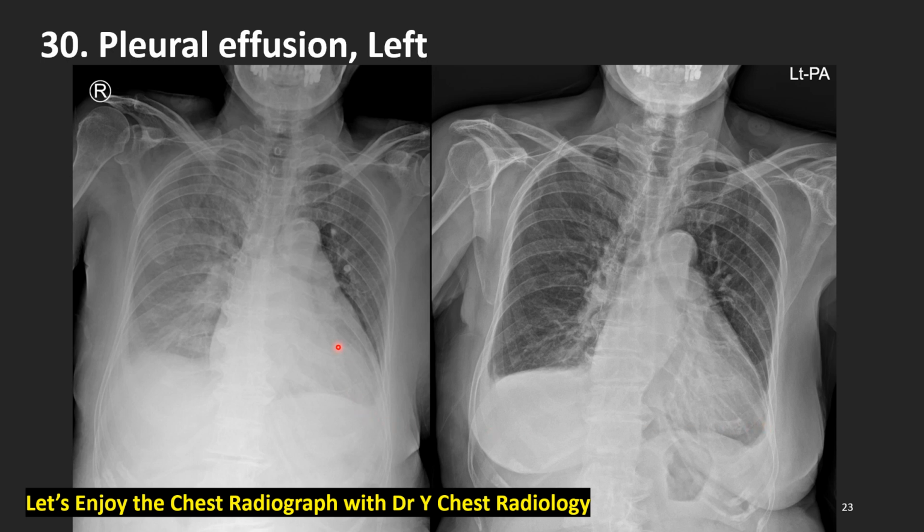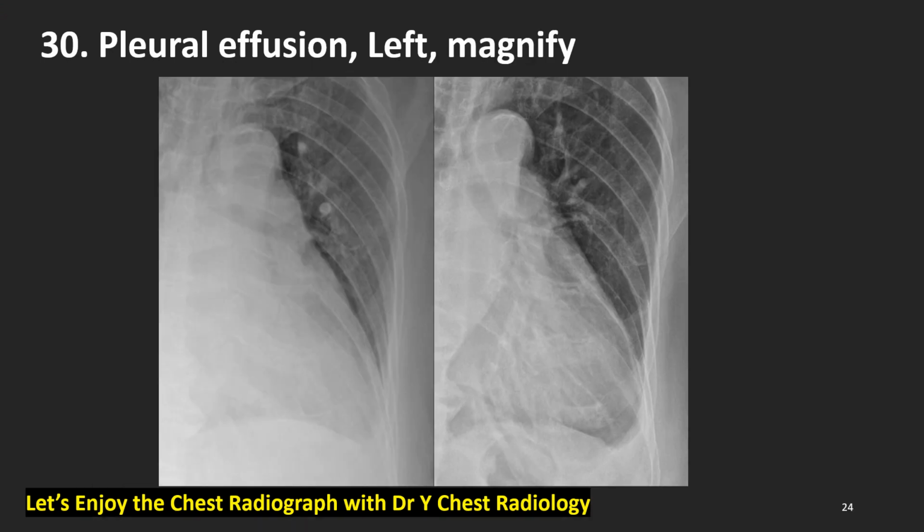Here, what happened on the AP supine view? Diffuse haziness with evident pulmonary vessels. Let's confirm in the magnified view. Do you see the diffuse increased opacity on the left side? Clear in erect view. Diffuse increased opacity in supine view with alive pulmonary vessels. Yes, this is pleural effusion on the left side.